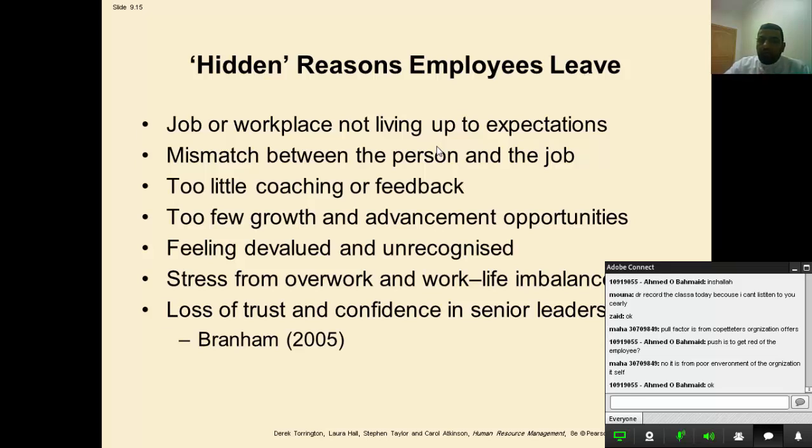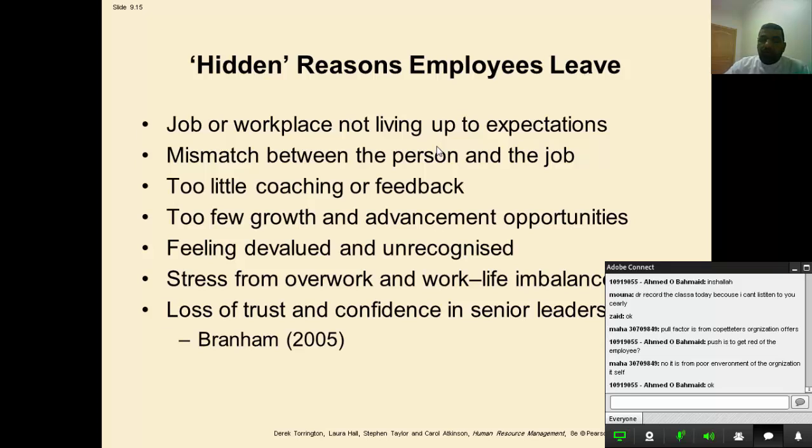Too little feedback, or too little coaching, appreciation by the management, too few growth and advancement opportunities. There is no training in my job, so I left the job. There is no performance increase in my experience, so I left the job. Okay, but these are hidden reasons. Sometimes you don't tell the company about these reasons.